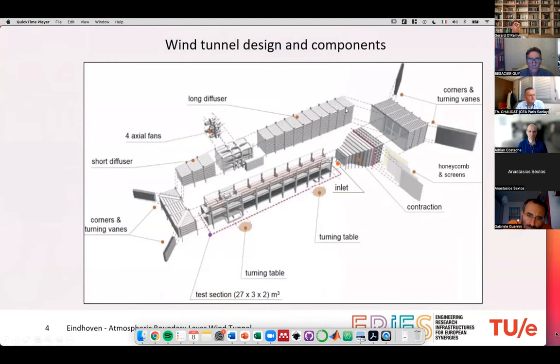We decided to build a closed circuit wind tunnel with four axial fans in the back, followed by a long diffuser, two corners equipped with guide vanes, and a contraction section with honeycombs and screens, an inlet, which is followed by a 27-meter long test section, which is 3 meter wide and 2 meter high. The test section itself is equipped with two turntables, one in the front and one in the back, which we use for two different test purposes, which I will show you later in this presentation. And then two more corners to guide the flow back to the fans.